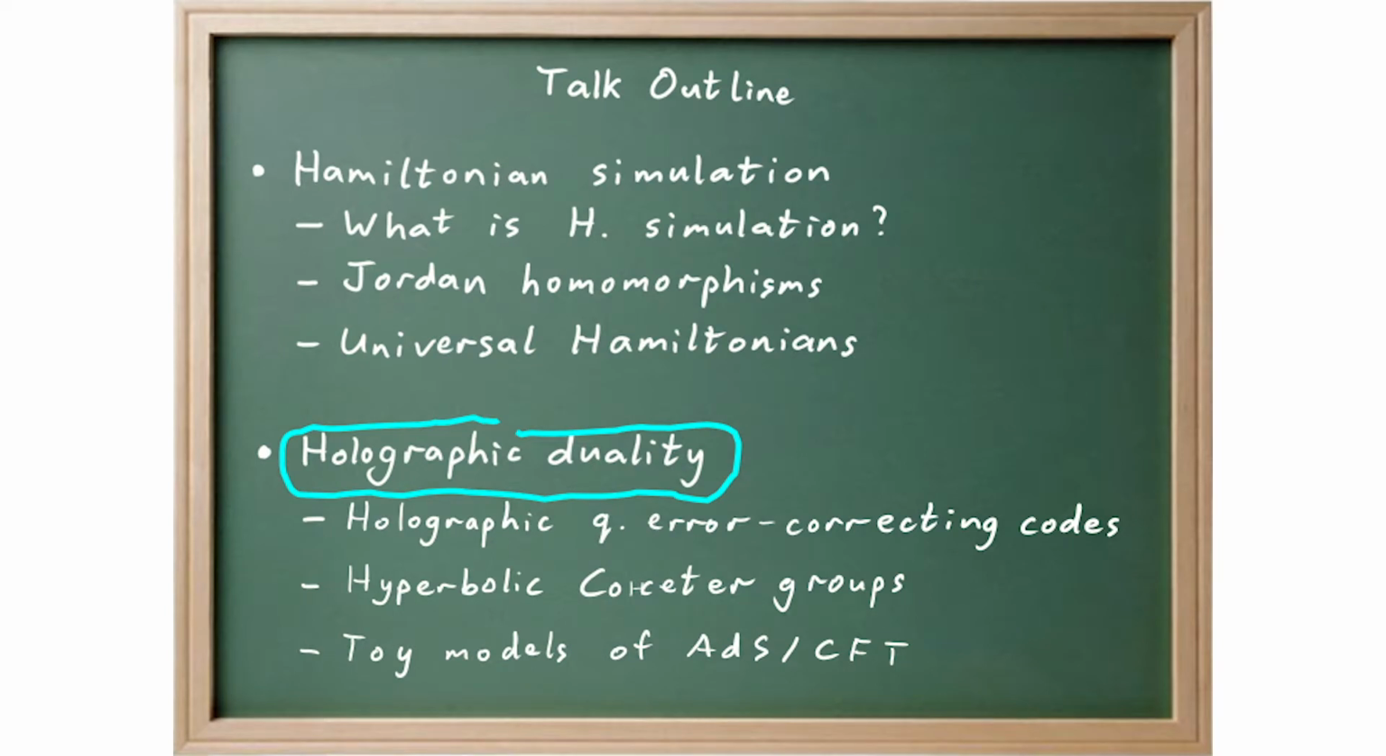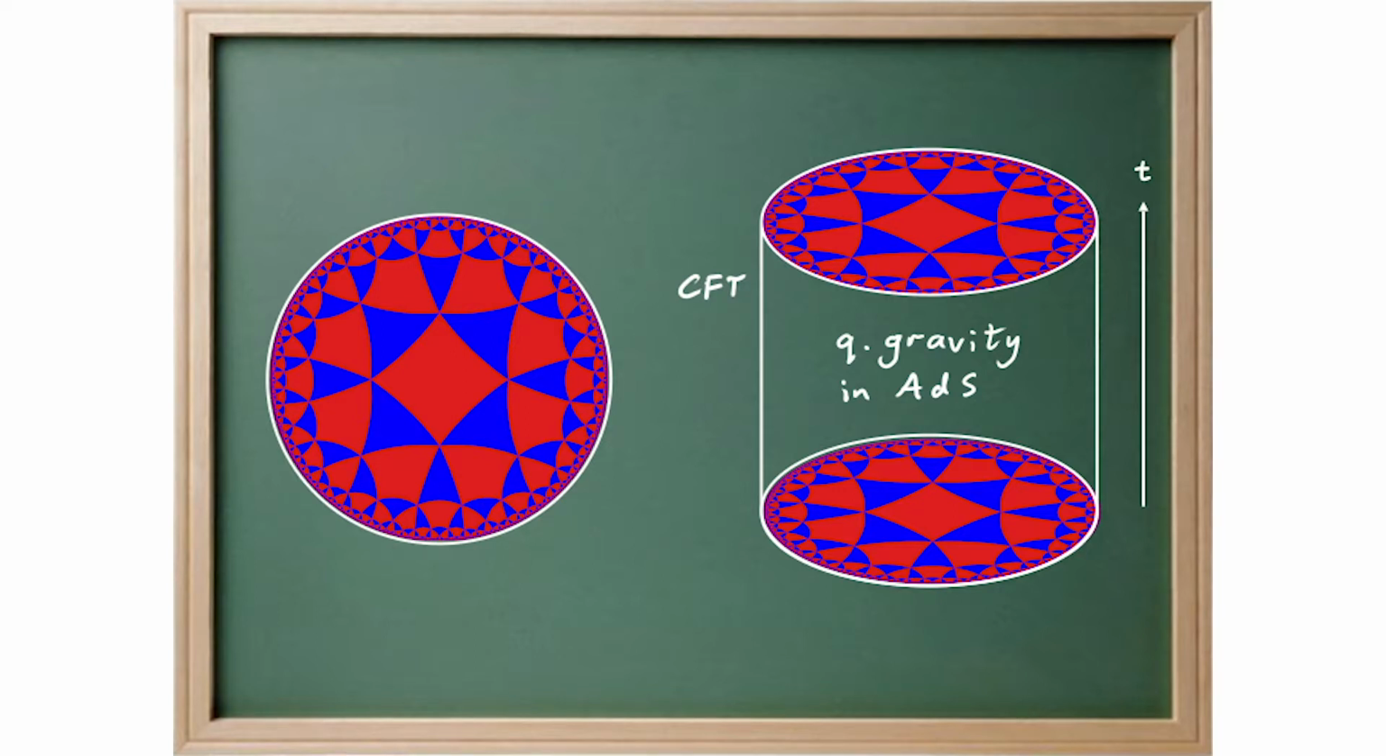Okay, so now you know what Hamiltonian simulation is, and you know that there exist universal Hamiltonians. Let me switch gear and talk about holographic duality. And luckily, Sephir has done a great job of giving you an introduction to this, so I'm going to go somewhat quickly. But in case it's not familiar, let's refresh your memories of what Sephir told you this morning.